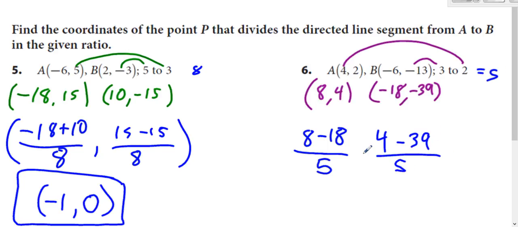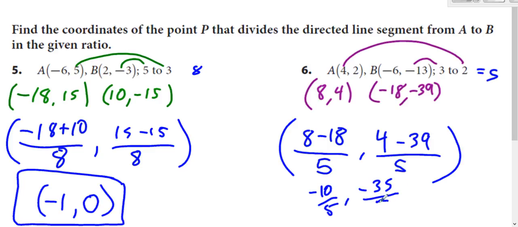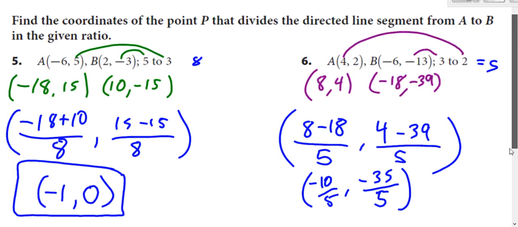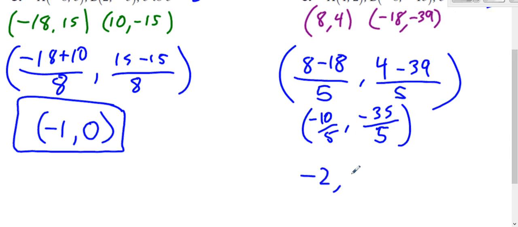So that's negative 10 over 5 and negative 35 over 5. So the point is negative 2, negative 7.